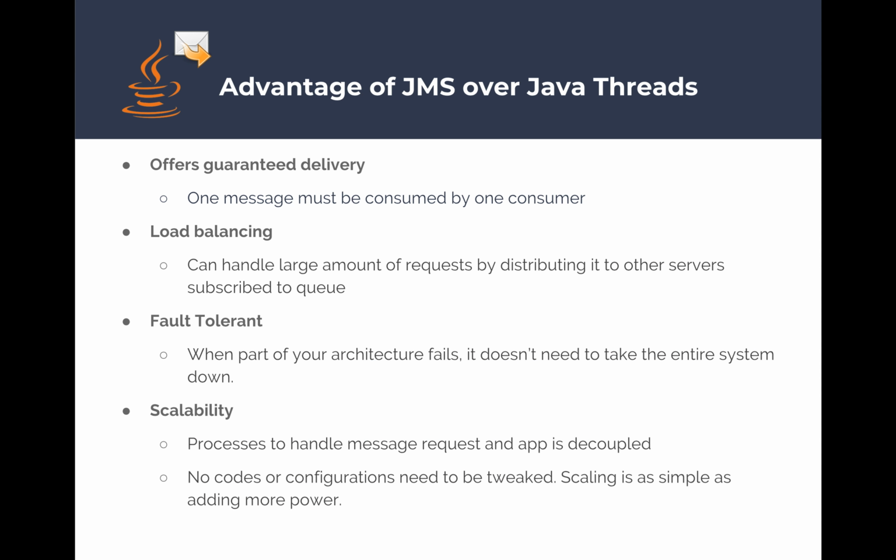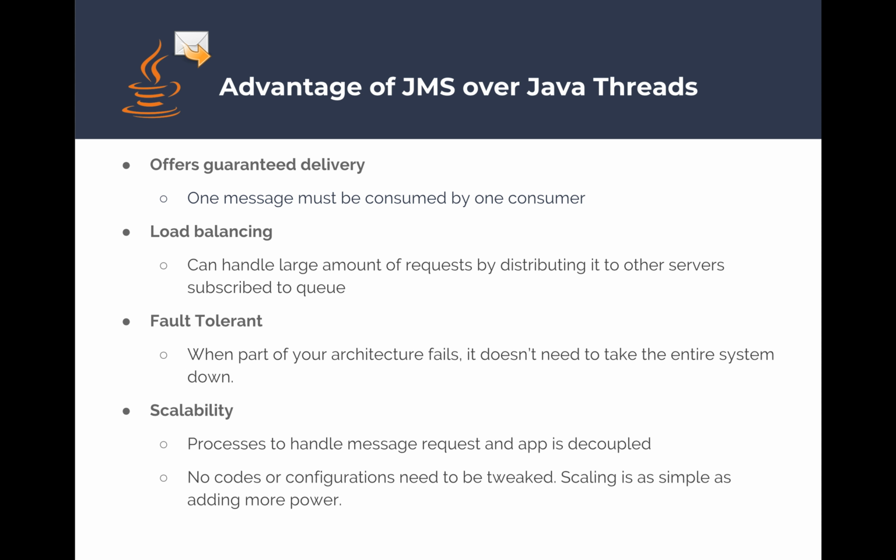So the advantages of JMS over Java threads, there are mainly 4 points that I'll be covering. First of all, it offers guaranteed delivery. One message must be consumed by one consumer. And what JMS assures is that for every message sent to the queue, it will always be received by one consumer. Even if the system goes down, it will still be retained in the queue.